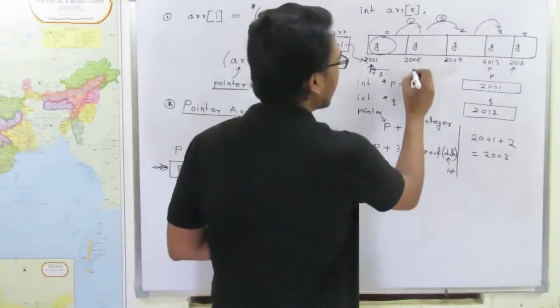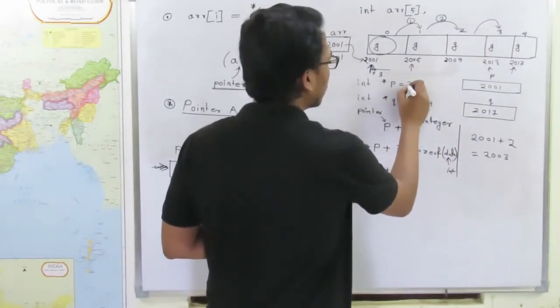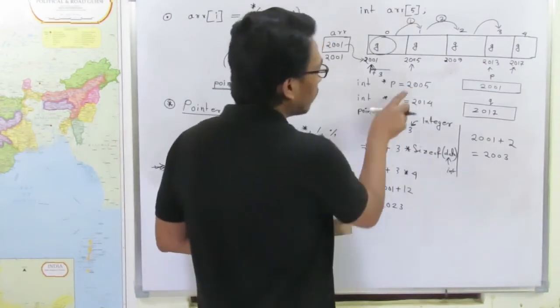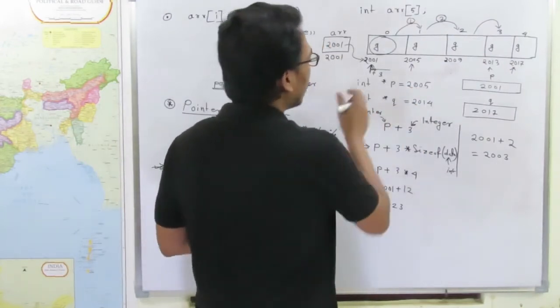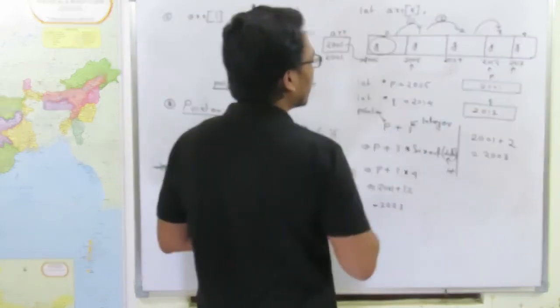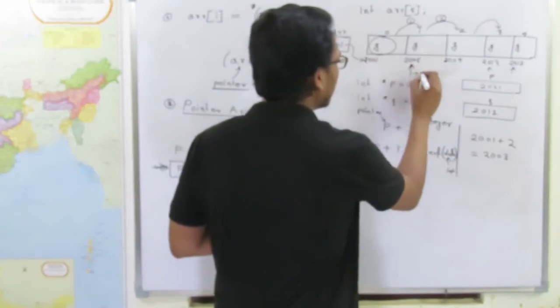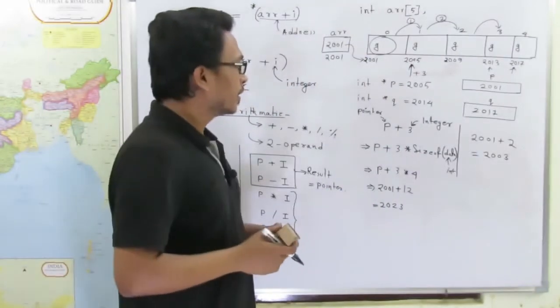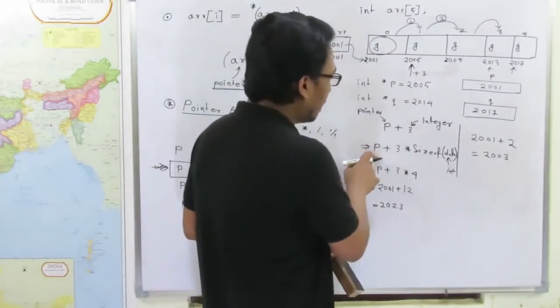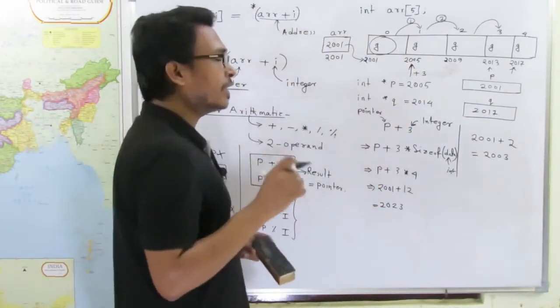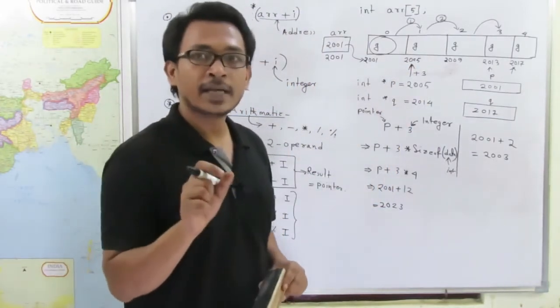Now let's say the content of P is 2005. Now what happened? With 2005, that means our starting address is this one, and we add 3 to this particular address. So here the value of P is 2005 and we are adding 3 to this base address.